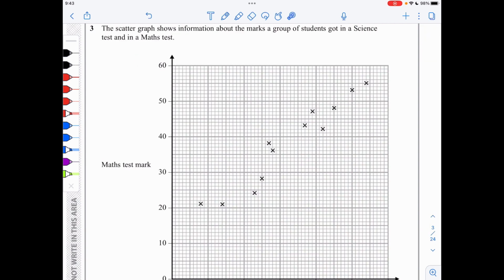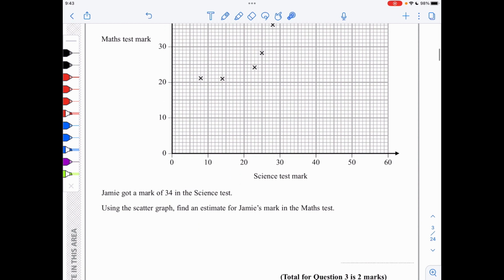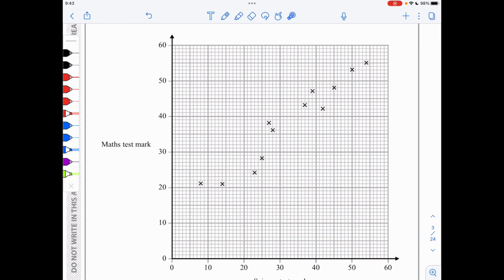In 3, we've got a scatter graph showing science and maths test results. And we are told that Jamie got a mark of 34 in the science test, and we need to use the scatter graph to find an estimate for Jamie's performance in the maths test. We start by drawing a line of best fit.